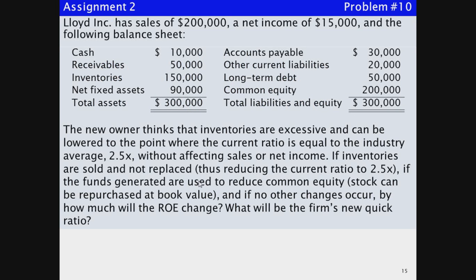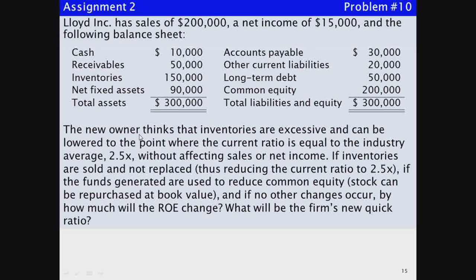Okay, number 10. Lloyd Incorporated has sales of $200,000, net income of $15,000, and the following balance sheet. We've got cash, receivables, and inventories, which we could sum and calculate current assets. It would be $210,000. Total assets of $300,000. And then over here we have accounts payable, other current liabilities, long-term debt, common equity, and we've got the total assets being equal to total liabilities and equity of $300,000.